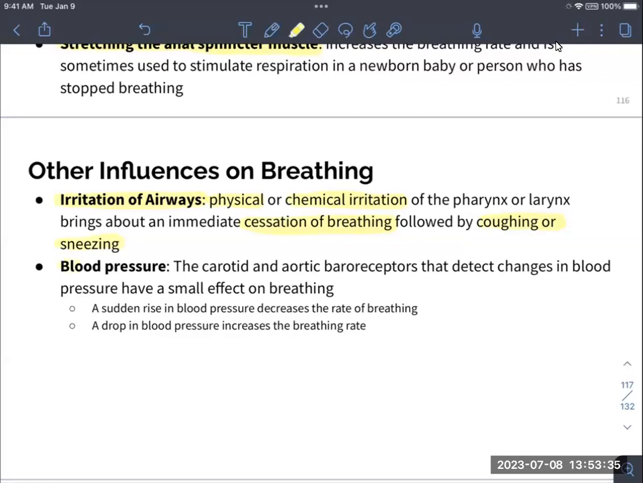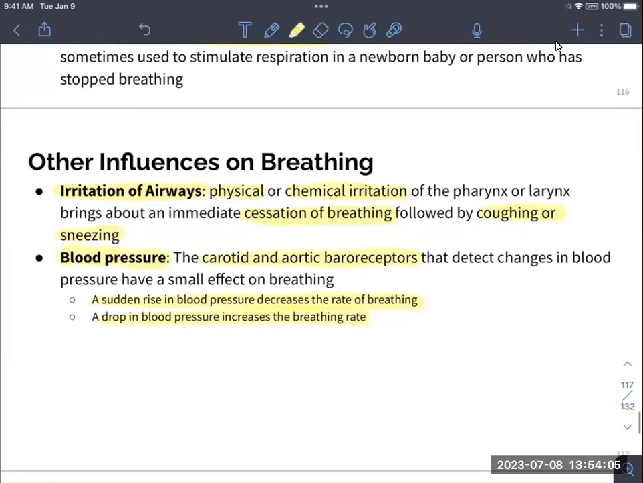Your blood pressure is going to play a role in your breathing rate because the carotid and aortic baroreceptors not only detect the different components of your blood, they detect your blood pressure. So if your blood pressure goes up, it causes a decrease in the rate of breathing. A drop in blood pressure increases the breathing rate. It kind of does the opposite.